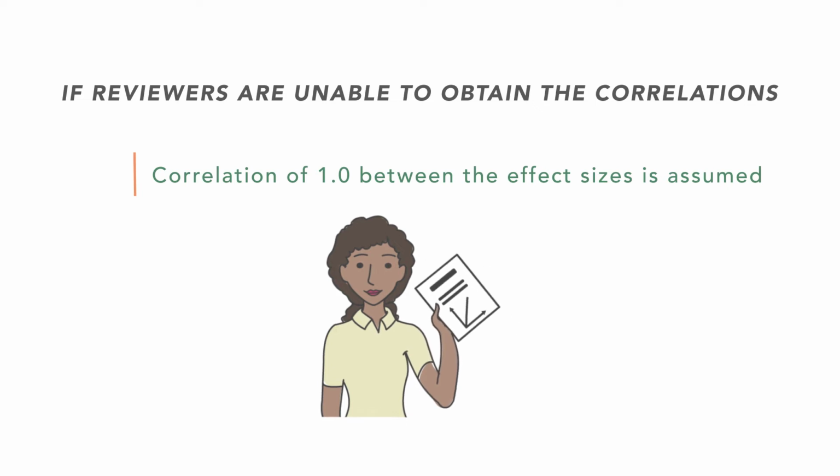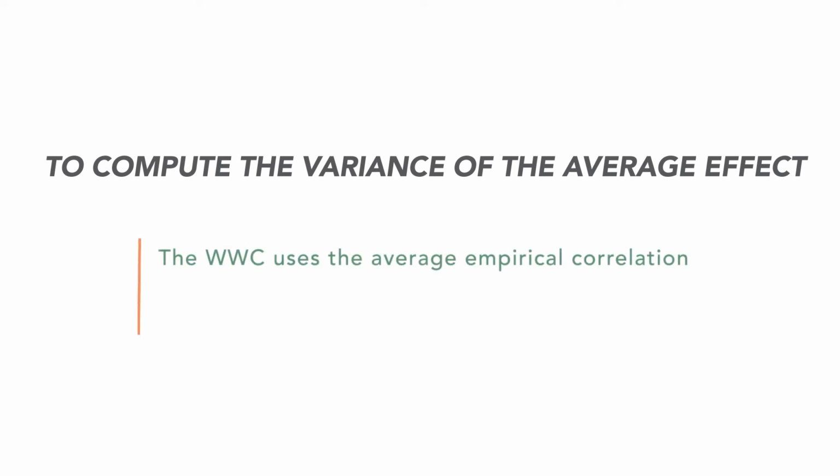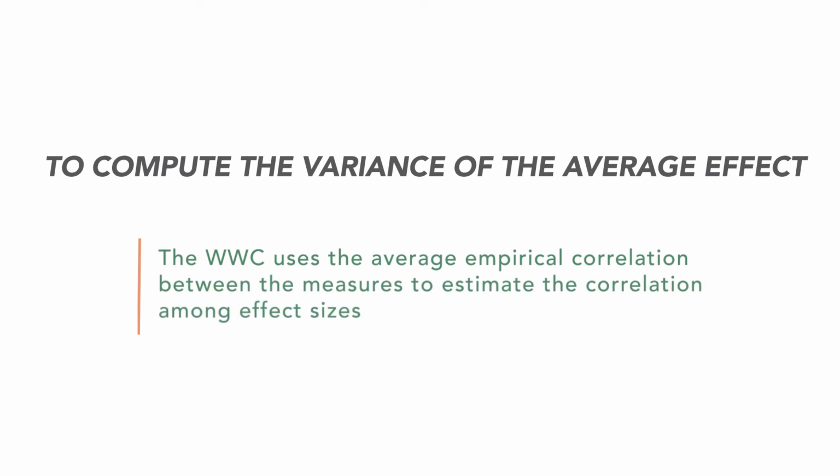If reviewers are unable to obtain the correlations, then a correlation of 1 between the effect sizes is assumed. When available to compute the variance of the average effect, the WWC will use the average empirical correlation between the measures to estimate the correlation among effect sizes. In this case, the average effect refers to the average of multiple effect sizes within the same domain in a single study. This process of using a more precise correlation in computing the variance of the mean effect will increase power without bringing the type 1 error rate below 0.05.